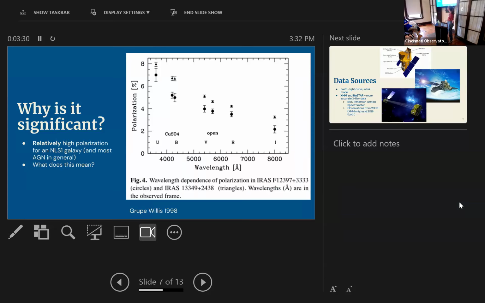So if it isn't variable in any way, why is it significant? As I just mentioned, its polarization. It has this relatively high polarization for an NLS1 galaxy. It's the circle here, my bad. It gets up to around 8% polarization at its highest, and has an average of about 5% polarization, which doesn't sound very high. However, this is quite high for a Seyfert galaxy and for AGN in general. We usually see less than 1% on most of these AGN. So we're asking, okay, we see all this polarization, what does it actually mean? What does it amount to?